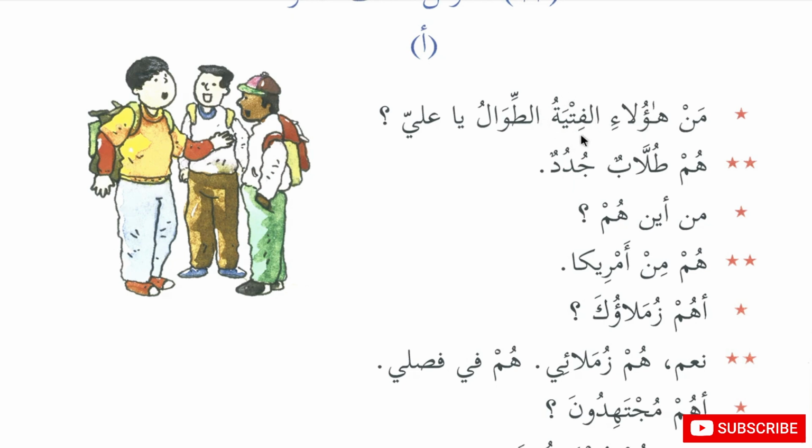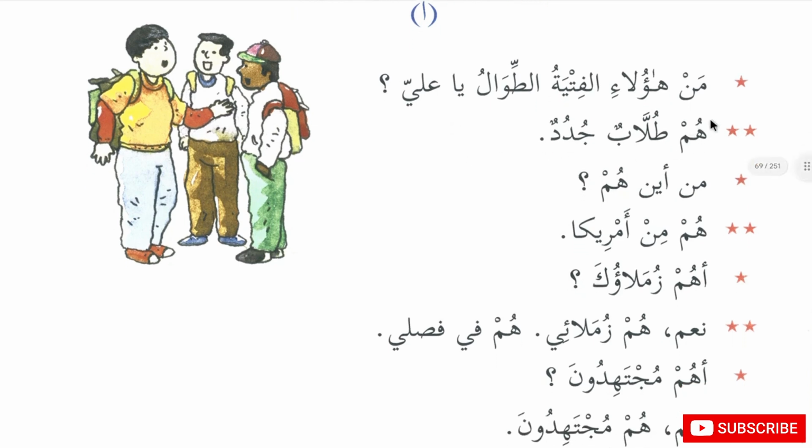The word of fityatu is the plural of fata. Fata means young man. So al fityatu means young men. At-tiwalu is the plural of tawil. It's the male plural. Man ha'ulai al-fityatu at-tawilu ya Ali? Who are these tall young men, ya Ali? Hum is plural of huwa. Tullabun, students. This is a broken plural. Judadun.